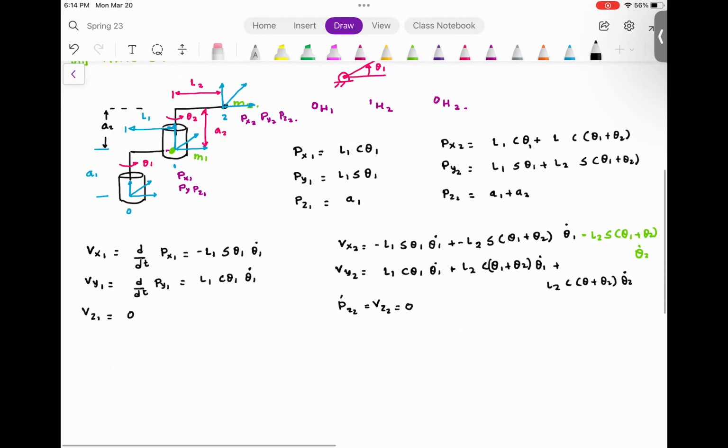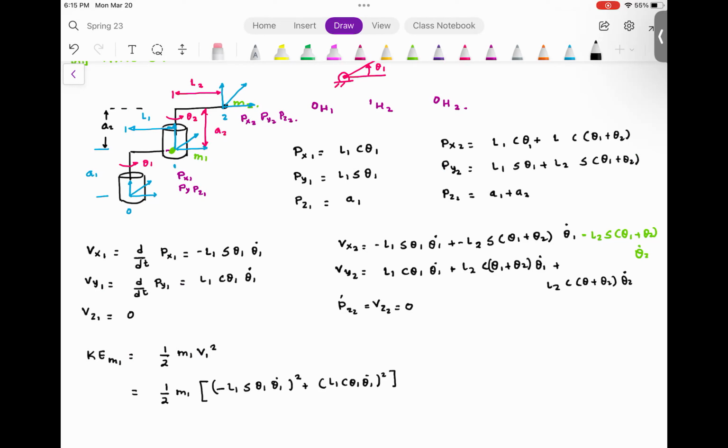Now we have to find out the kinetic energy for the first mass. Kinetic energy of mass M1 is 1/2 M1 V1 square, which is 1/2 M1 times minus L1 sine theta 1 dot square plus L1 cosine theta 1 dot square.